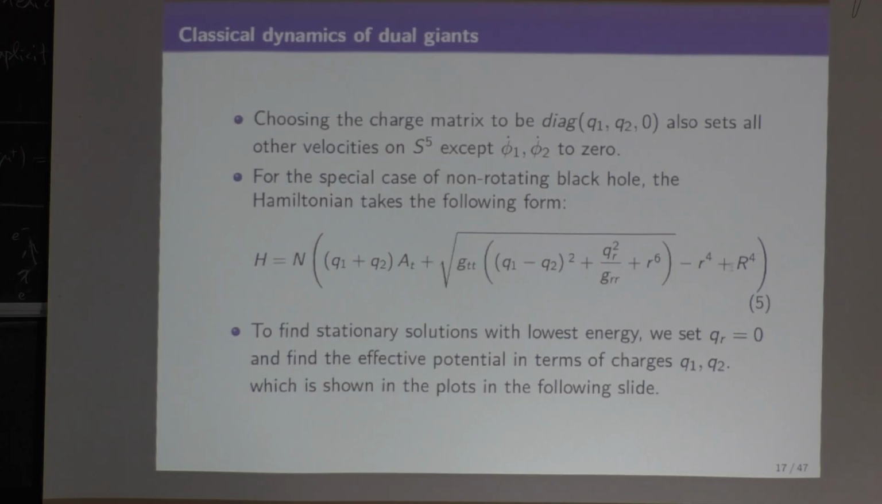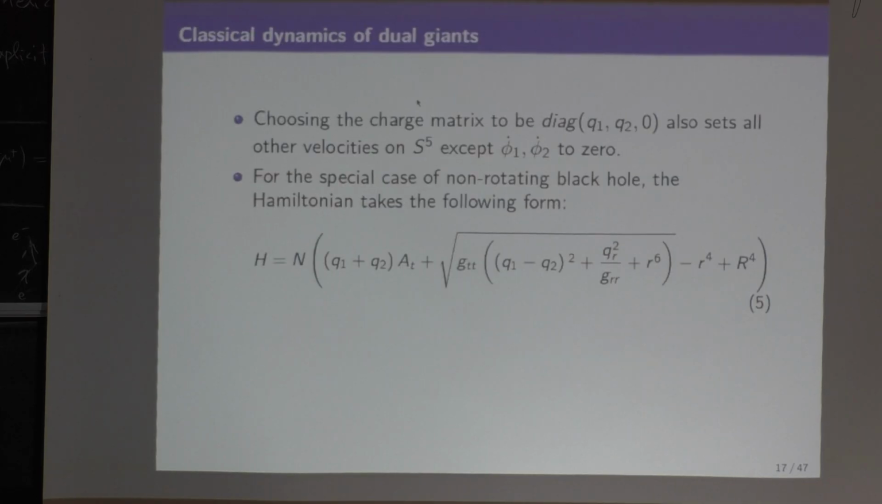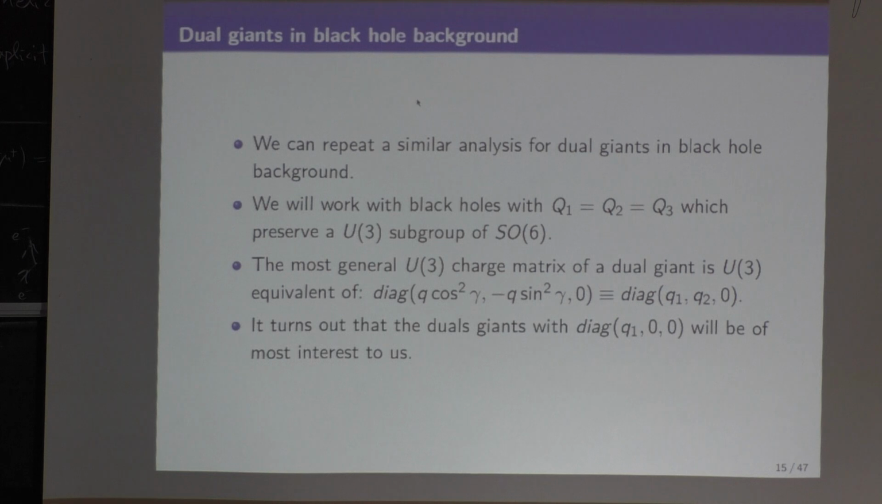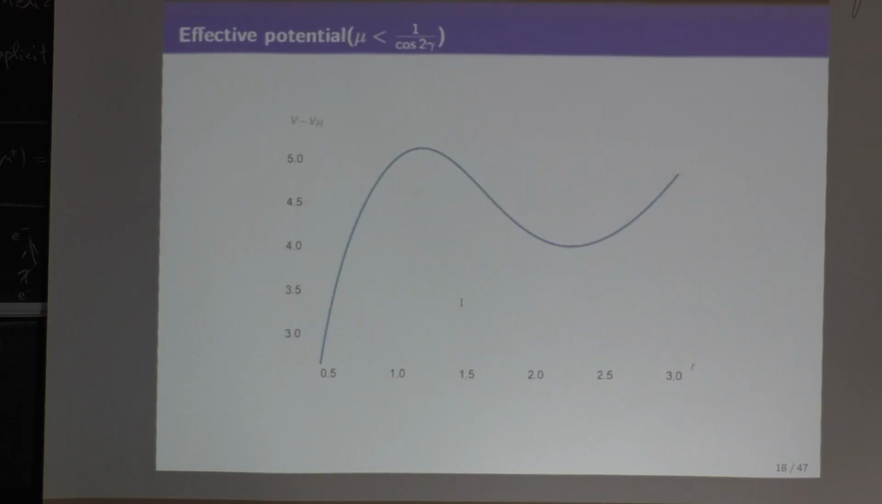Okay. Now to find stationary solutions, we simply put r dot to 0, we set the radial momentum to 0, and we again find the effective potential for fixed charges, and I'll show the plots for them. So first, when I fix mu to be less than 1 over cos 2 gamma, this gamma was the parameter in the charge matrix, so I wrote this charge matrix Q1, Q2 in terms of two parameters, q and gamma. So when I choose the chemical potential of the black hole to be less than 1 over cos 2 gamma, it always has this kind of feature.